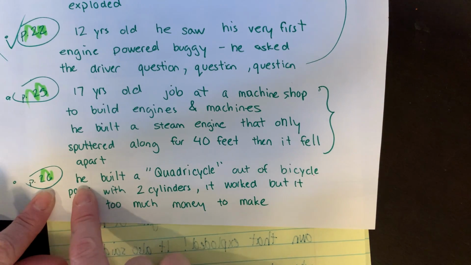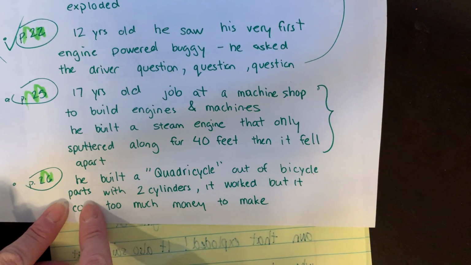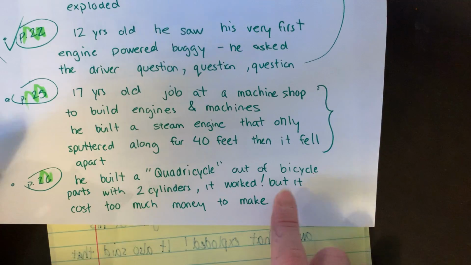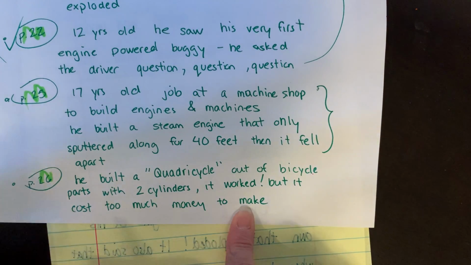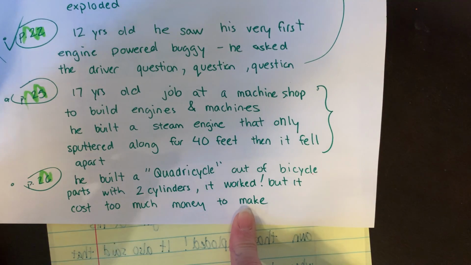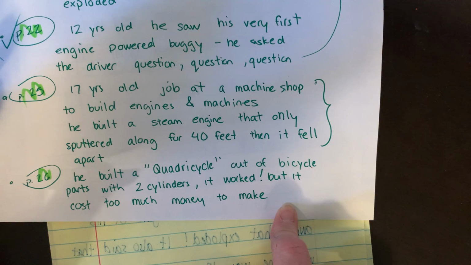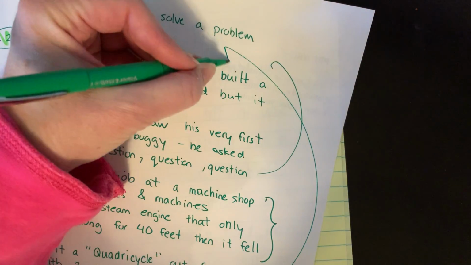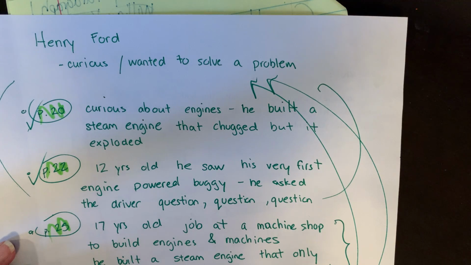And on page 26, the text said, Henry built a quadricycle out of bicycle parts with 2 cylinders. And it worked. Woohoo! But it cost too much money to make. And again, this highlights how Henry wanted to make an engine that was affordable. He's trying to solve a problem. So I'm constantly referring back to what it is that Henry was trying to do.